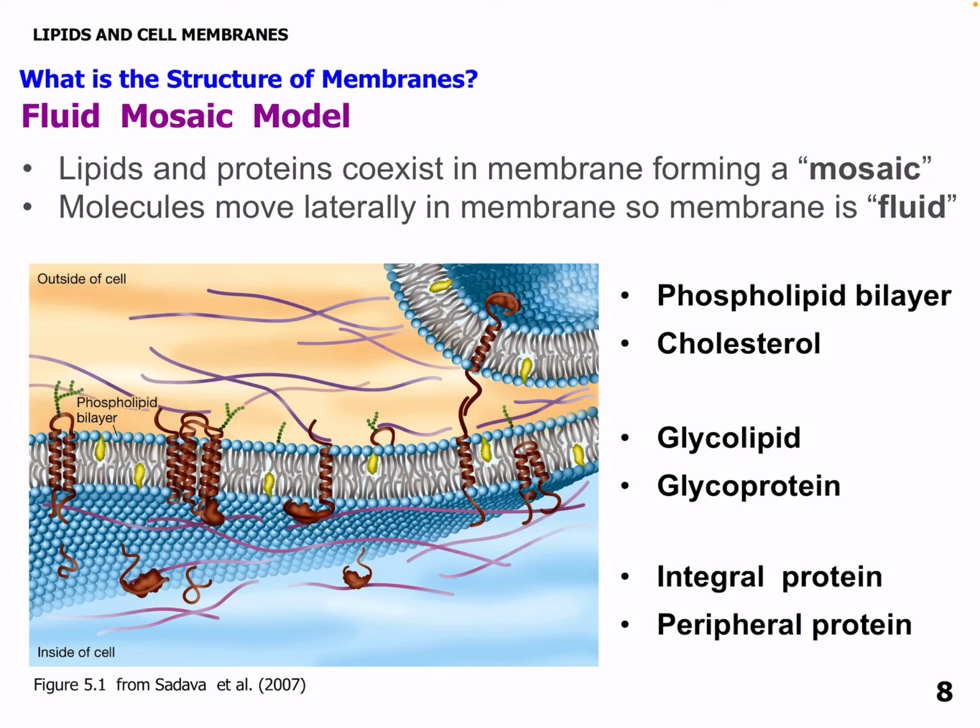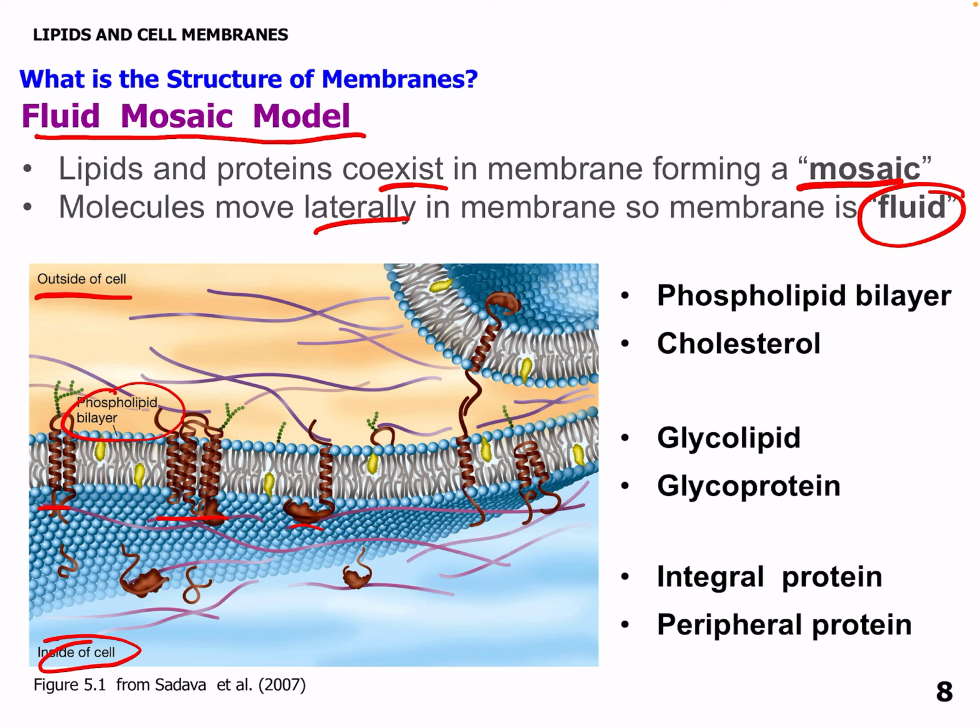So, when describing the structures of membranes, we can discuss it in the fluid mosaic model. In this, lipids and proteins coexist in a membrane, forming a mosaic. The molecules move laterally in the membrane, so the membrane is fluid. Here we can see all different types of receptors and different proteins entering and leaving the membrane. So here's the phospholipid bilayer and outside the cell. Here's the inside of the cell.